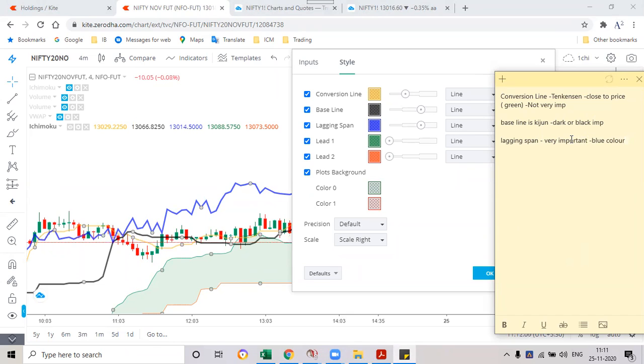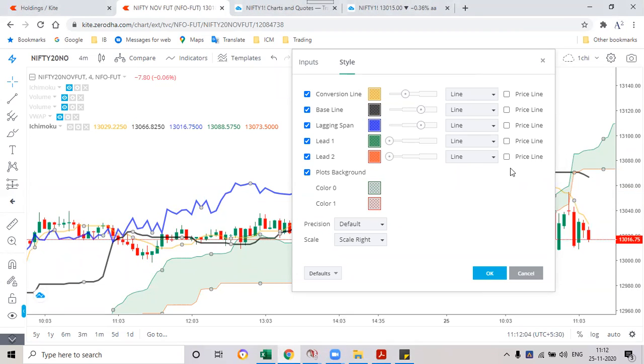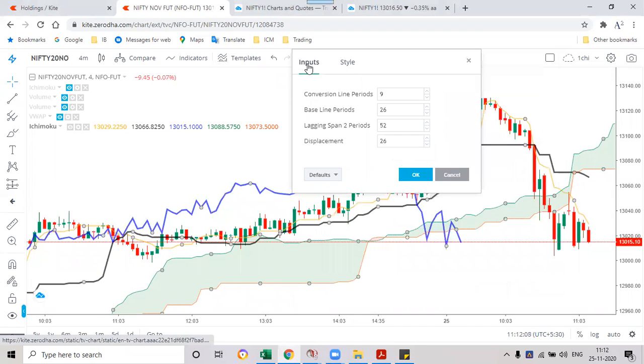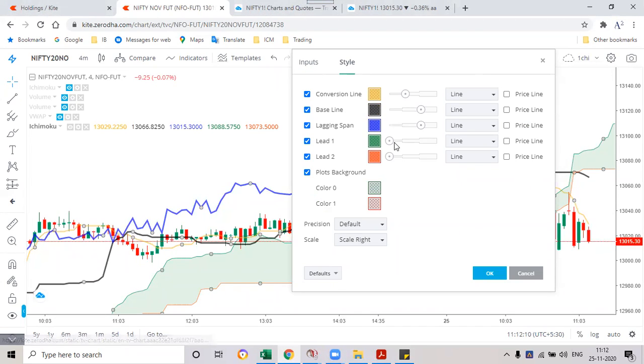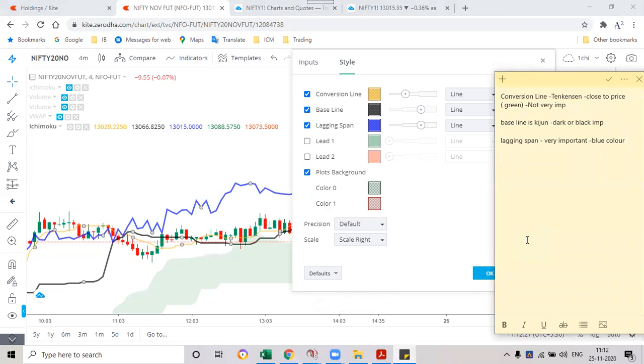I'll give you the recording because after this session you'll get confused whenever you see that. Now coming back to the inputs, you can actually remove these lead 1 and lead 2 lines. We call them Span A and Span B. Lead 1 is called Span A and lead 2 is called Span B.